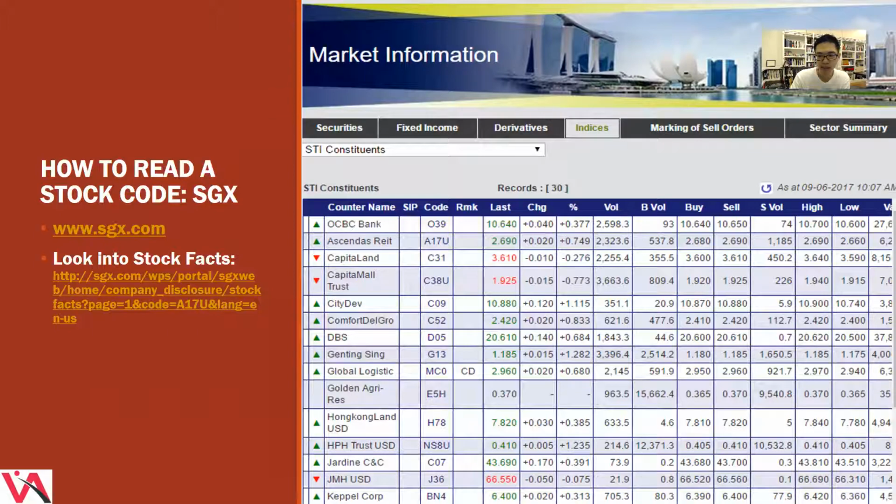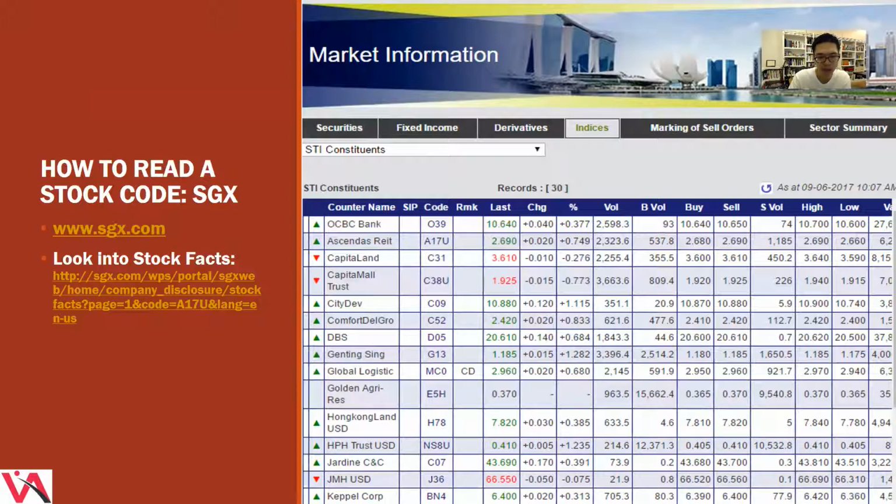Next one is just the last. This shows you the last traded price of the company, and the change is the change for the day. The percentage is the percentage change of the share price during that day. Volume is the total number of shares traded that day, calculated in terms of 1,000 shares.